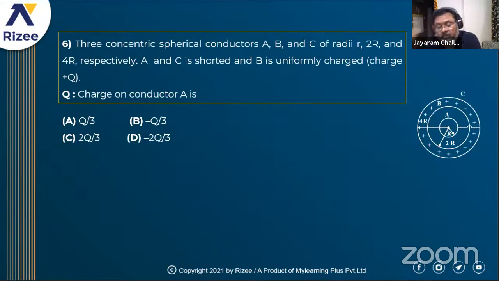Next, three concentric spherical shells are there, A, B, C, D, of the radii R1, that is R. Okay, so here it has been given as R. Let me change this to a capital R, 2R and 4R respectively. A and C are short circuited. B is being uniformly charged. So what is the main condition?